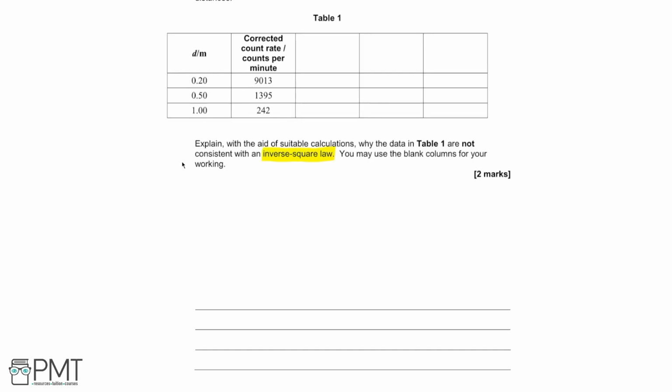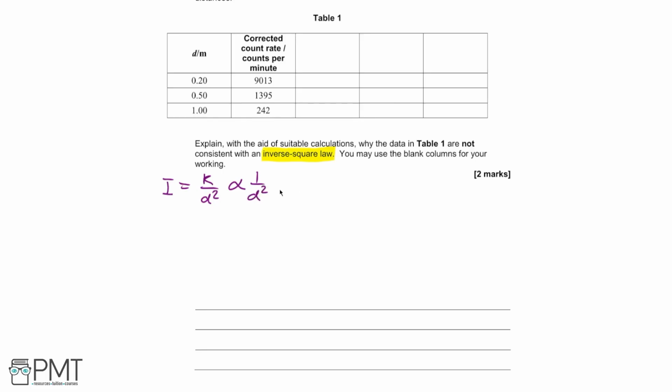In order to answer this question, we need to understand what an inverse square law is. Specifically, we can say that the intensity of radiation is equal to a constant divided by the distance from the source, d, all squared, which means that it's proportional to 1 over d squared.